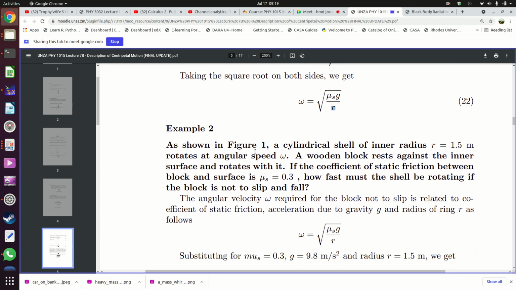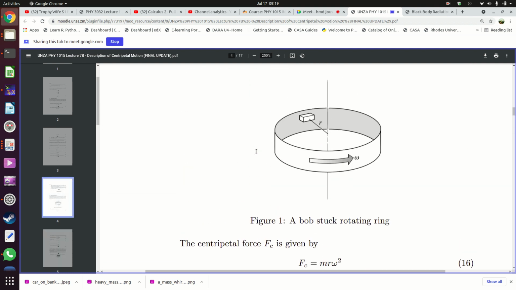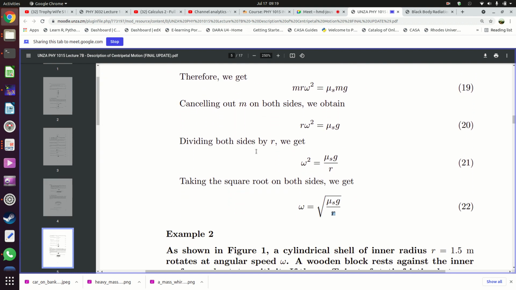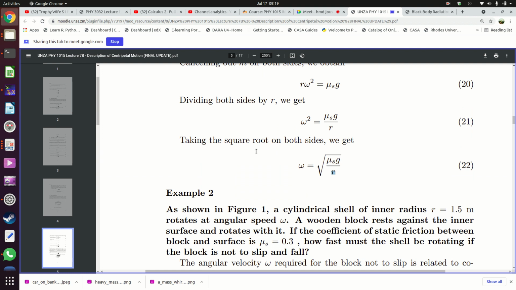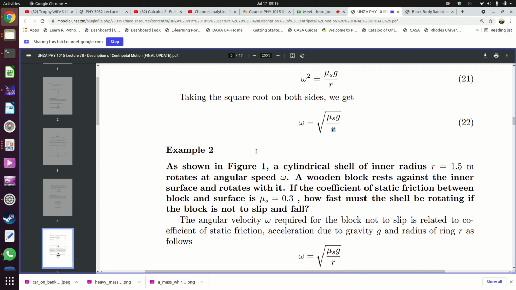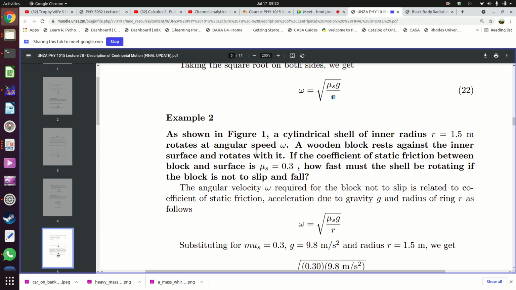As shown in figure 1, which is this figure you have here, a bob stuck to a rotating ring, a cylindrical shell of inner radius r equal to 1.5 meters, rotates at an angular speed omega. A wooden block rests against the inner surface and rotates with it. If the coefficient of static friction between the block and the surface is mu s equal to 0.3, how fast must the shell be rotating if the block is not to slip and fall? So we are looking for the speed.